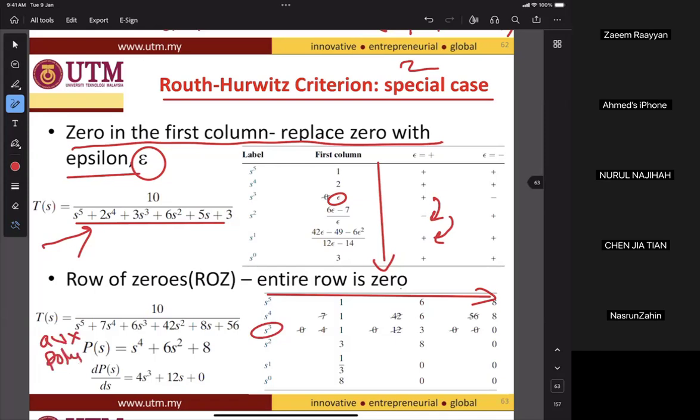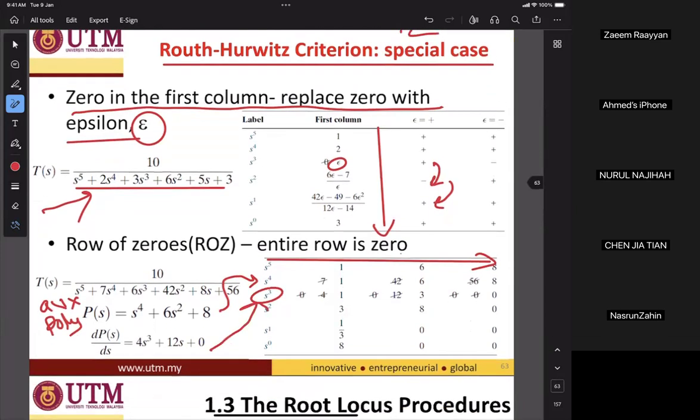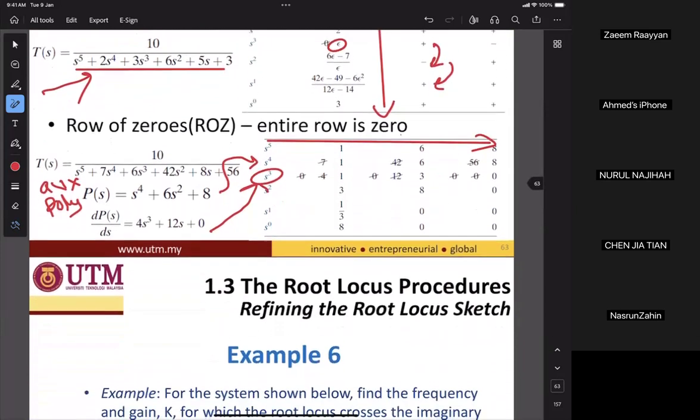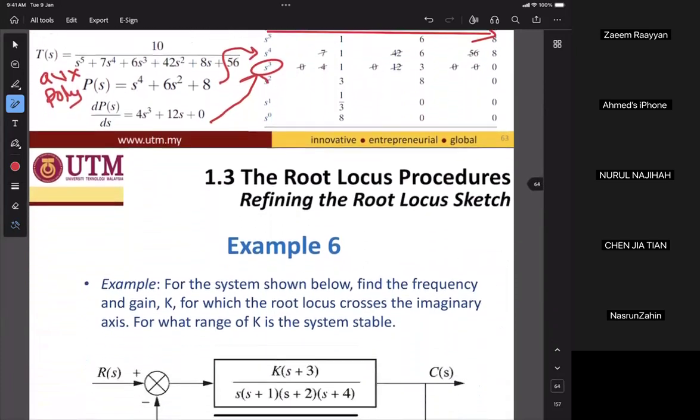Okay, PS. And then we take from S power of 4, then we differentiate. Okay, 4S cubed, 12S plus 0, and then we insert back inside the row of zeros. Okay, so you will refer again to the module for your notes from last semester.